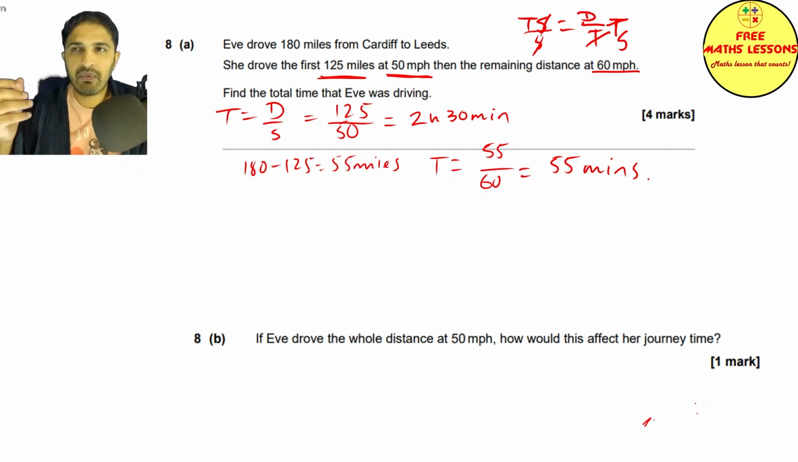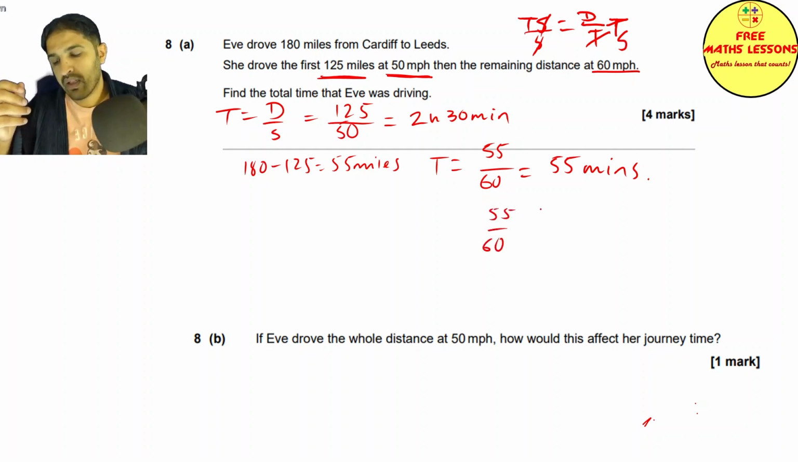Okay, sorry, 55 over 60. To convert that hour into minutes, we multiply by 60, then 60 and 60 cancels out. So let's just quickly look at it. 55 over 60 hours, that's how long it will take. If I want to change hours into minutes, I need to multiply by 60. So 60 and 60 cancels out. That'll give you 55 minutes.